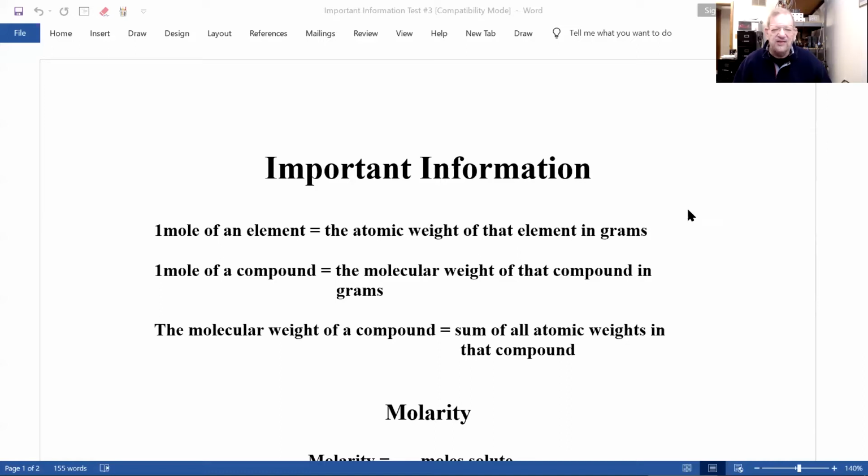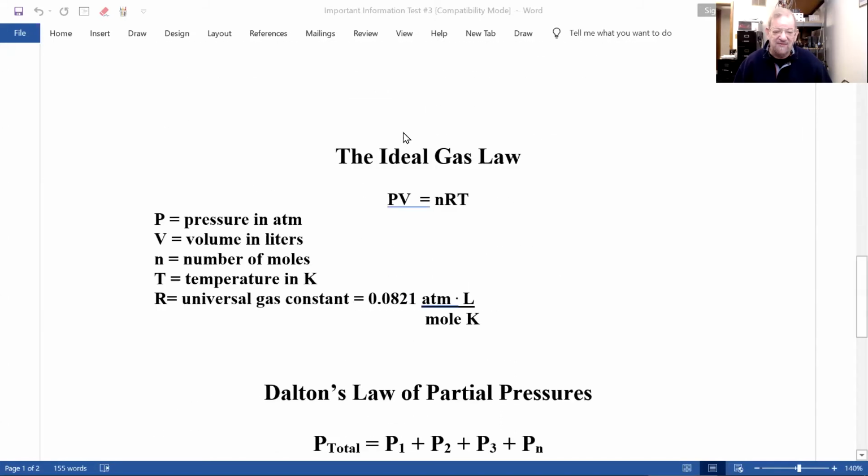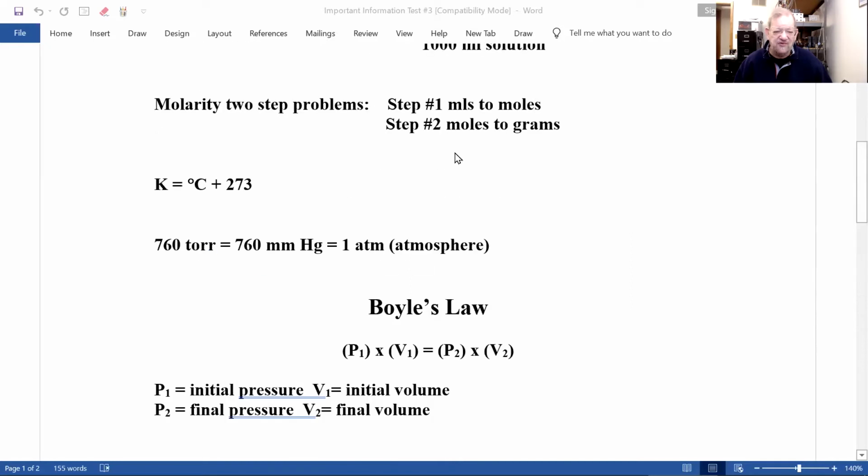All right. If you go to the lecture section of Blackboard, you'll see a file near the bottom, important information test number 3. I'd highly recommend you look at that because these are things you don't have to memorize. You'll be given this. And if you notice, I have a whole section on gases. The first thing I'd like to show you is 760 torr equals 760 millimeters of mercury equals 1 atmosphere. Also based on this, 1 torr equals 1 millimeter of mercury. These are all exact numbers.